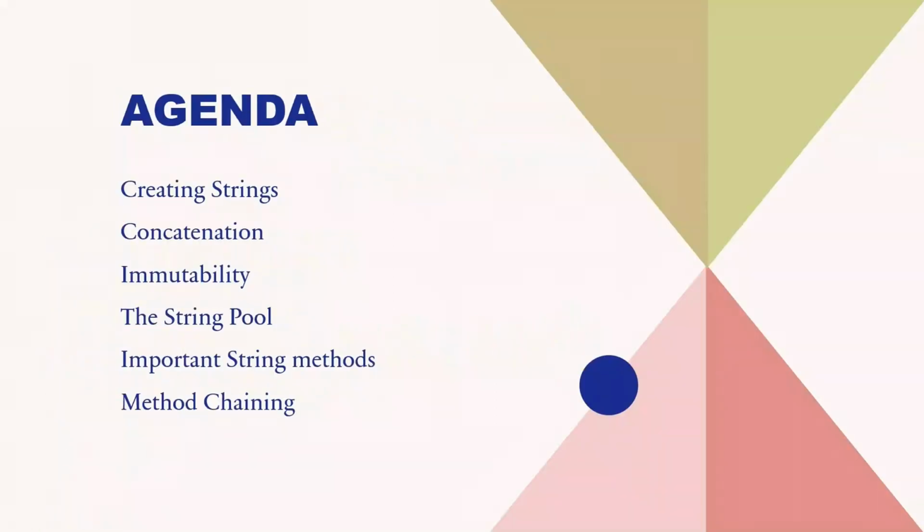So in this particular lecture we are going to see what strings are and how we can create strings. We are going to see about concatenation of strings. We are going to see what the immutable property of strings is, right? Why are strings immutable? And we are going to see examples of immutability.